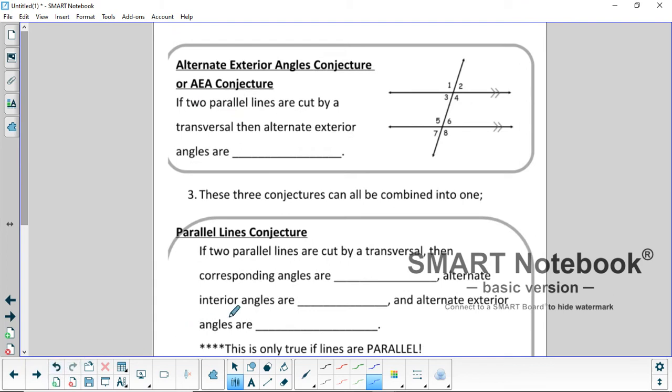And then when we're looking at alternate exterior angles, that was like 2 and 7. So if I slide those angles down again, angle 2 landed here. 2 and 7 in this position are now vertical angles, which means alternate exterior angles are also congruent.